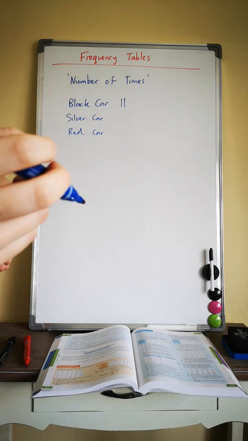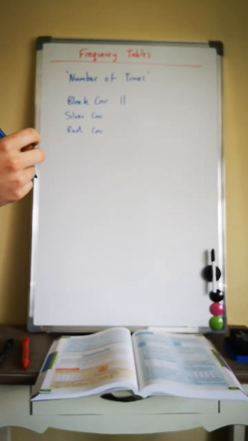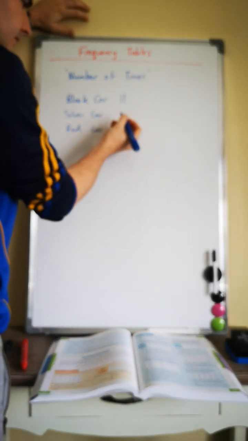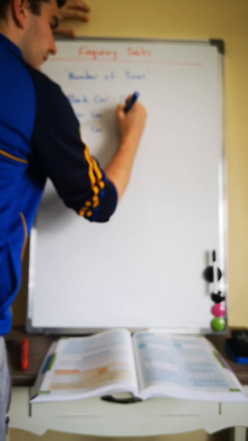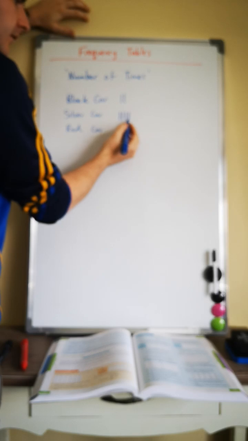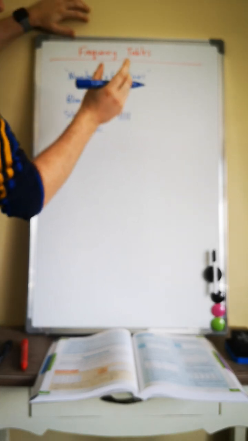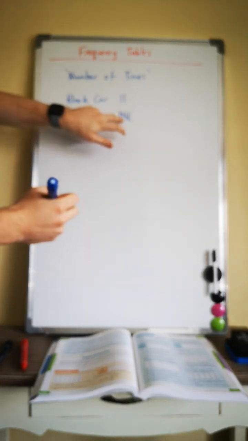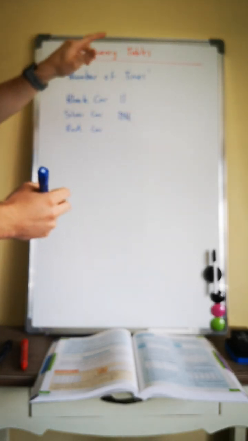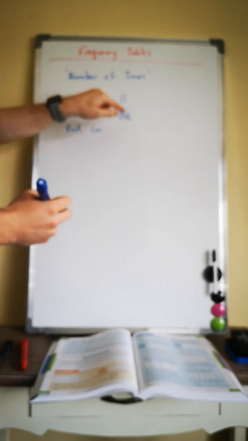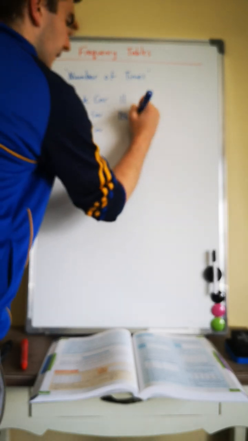I'm going to have a quick look outside at silver cars. There are 7 silver cars outside, all parked in the car park. So to represent this on a frequency table, 1, 2, 3, 4. When you get to the 5th one, you bundle it together with a line across, like this. So you do 1, 2, 3, 4 little tallies, little ticks, and when you get to 5, you do a little line like that. So that's 5, 6, and 7.